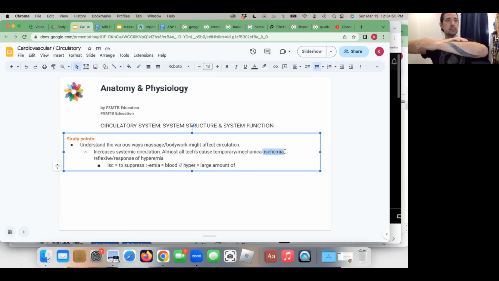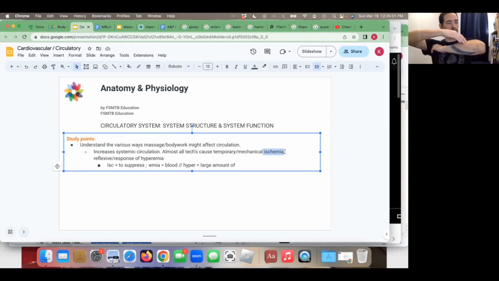Let's take just pressure, direct pressure, right? What we call in shiatsu, finger pressure. So just take finger pressure down on a tight wrist flexor muscle. It should make sense to you that pressing on that area occludes or temporarily stops or slows down the blood circulation where you're pressing. That's called ischemia. So ischemia is to suppress the blood, or slowing down or lack of blood flow.